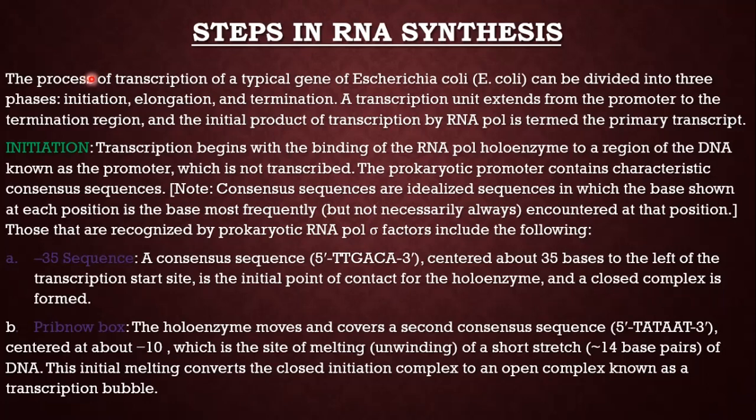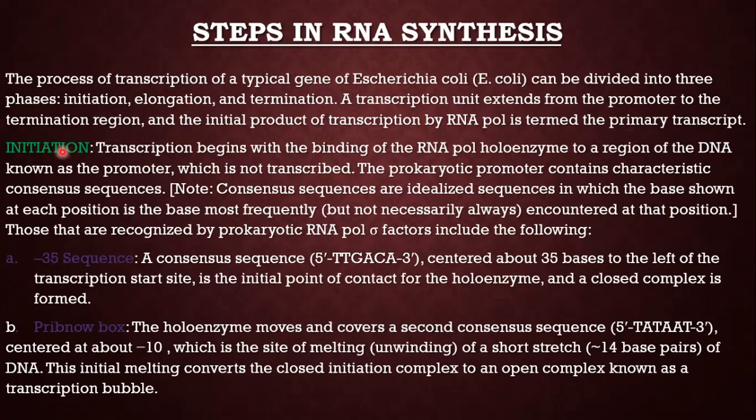Now, the process of transcription of a typical gene in E. coli can be divided into three phases: initiation, elongation, and termination, just like in DNA replication. Now, a transcription unit extends from the promoter to the termination region, and the initial product of transcription by the RNA polymerase is termed the primary transcript.